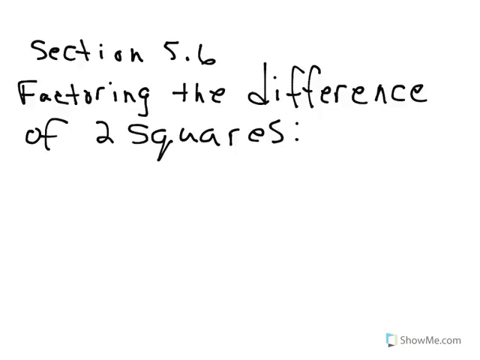Section 5.6, Factoring the difference of two squares. When both terms are perfect squares and you are subtracting, you can set down your two sets of parentheses and take the square root of each term.